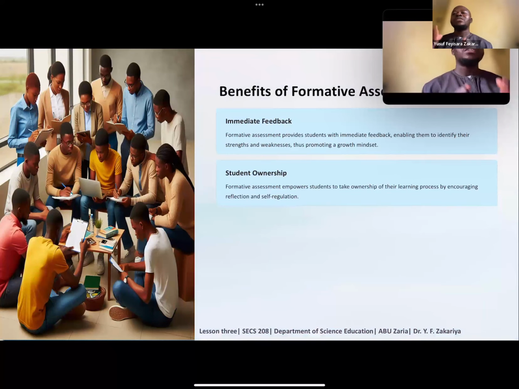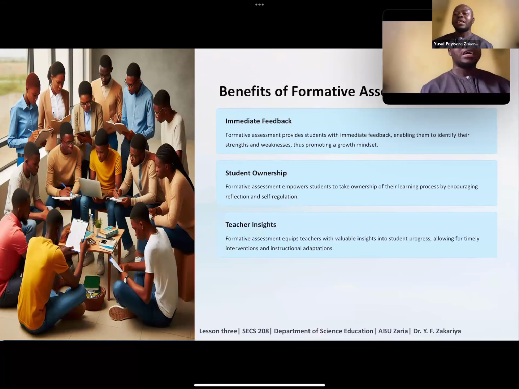Student ownership. Another benefit you can derive from formative assessment is that you take ownership of what you learn. Look at how the students are discussing right now. At the end of the day, whatever they come out with, they will be very confident that, yes, I negotiated this, I discussed this, and this is what I got. I know this, I believe in this. So they will take ownership at the end of the day. They will self-regulate what they have learned.